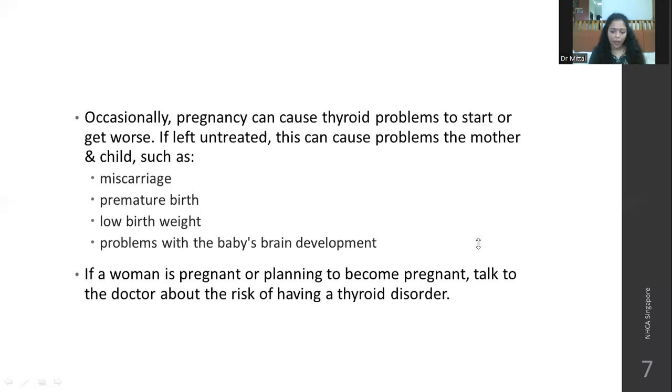The thyroid panel test will be given to you, and your present status quo of your thyroid activity will be checked, and according to that, if treatment is required, you will be prescribed certain medication. Throughout the pregnancy also, you can take medication for thyroid issues.